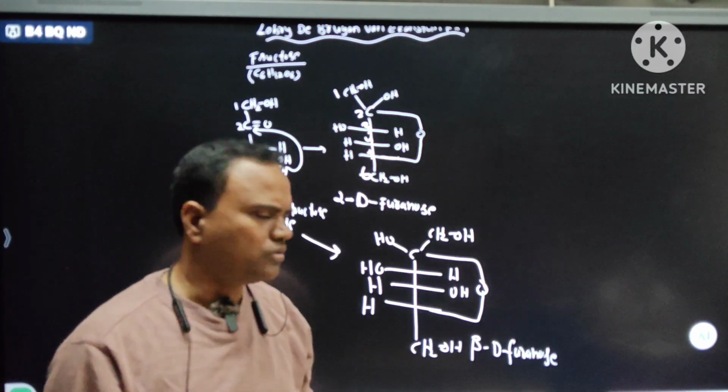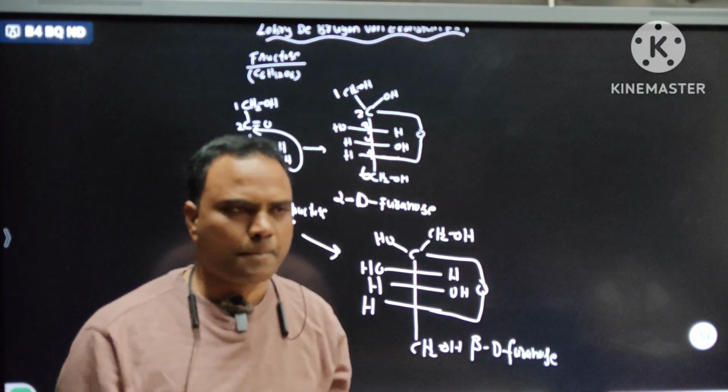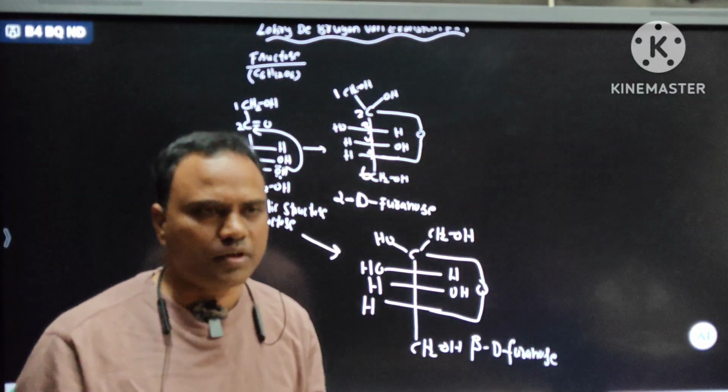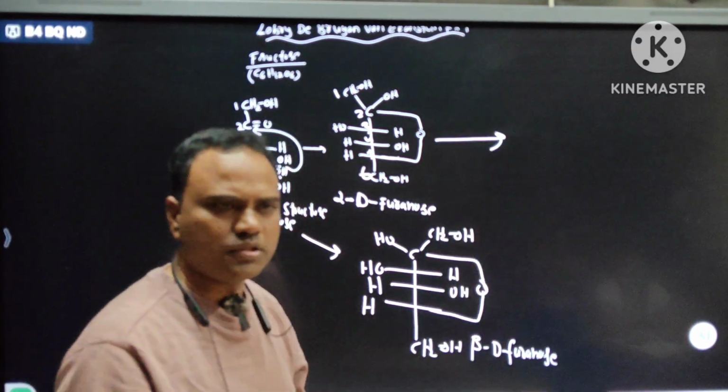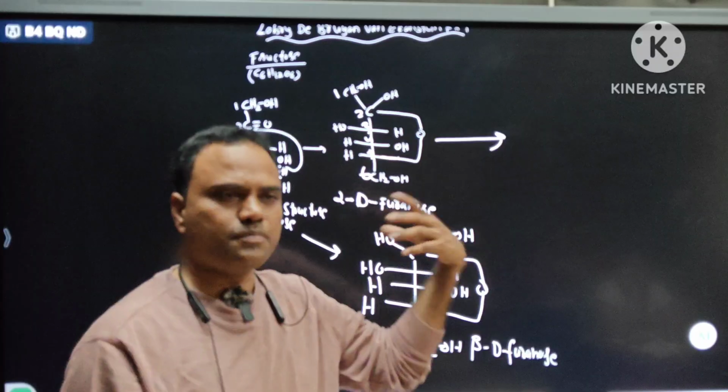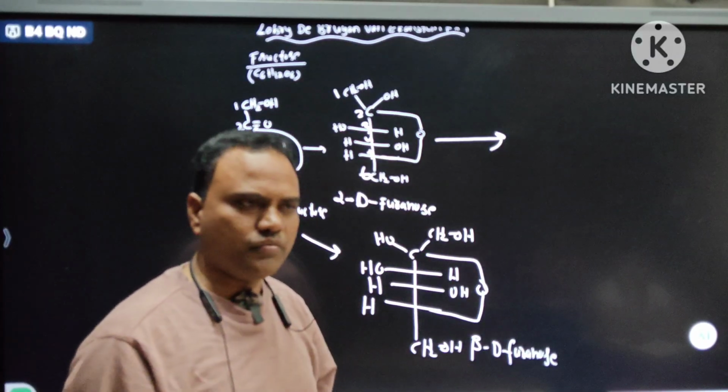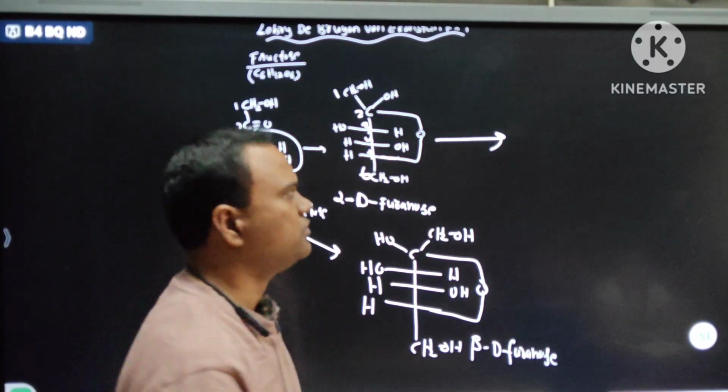Beta D furanose form. Okay, now let us draw Haworth structures. How to write the Haworth structure? The group which is present on the right side will go down.